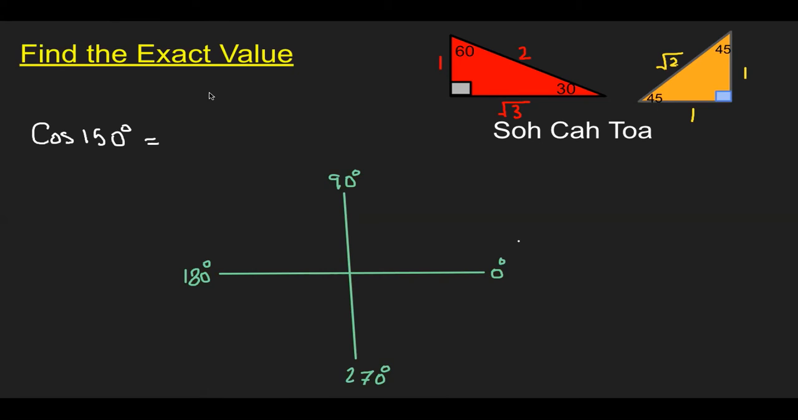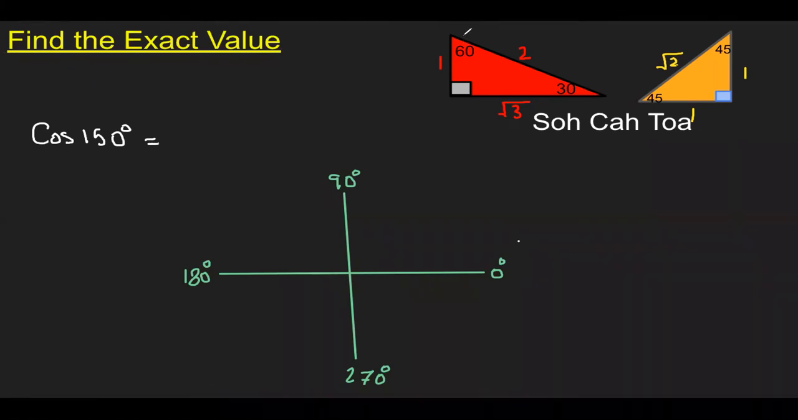Before we talk about cosine 150, let's talk about what exact values are and why we call these two triangles the special angle triangles. Let's say they ask me to find sine 60. Of course, you could go into your calculator and write sine 60, and it will give you a number with decimals. That's not exact values. When they say exact values, they want you to refer to the two special angle triangles.